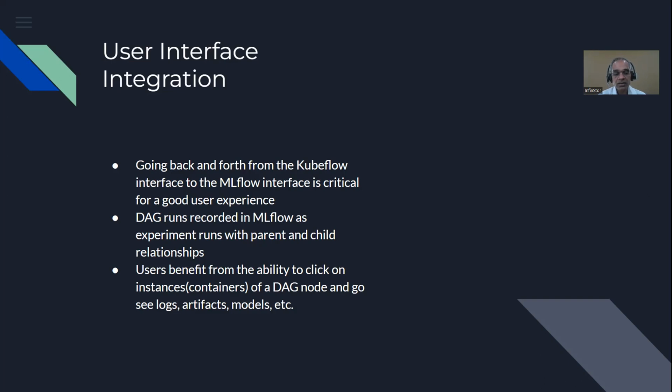You can go back and forth. You can click on it, look at it in the experiment view, or you can look at it in the concurrent view, which will show you the hierarchy of how things got started and are running. That's essential. You need to be able to integrate the MLflow user interface into Kubeflow and go back and forth, and that makes for a much better user experience.